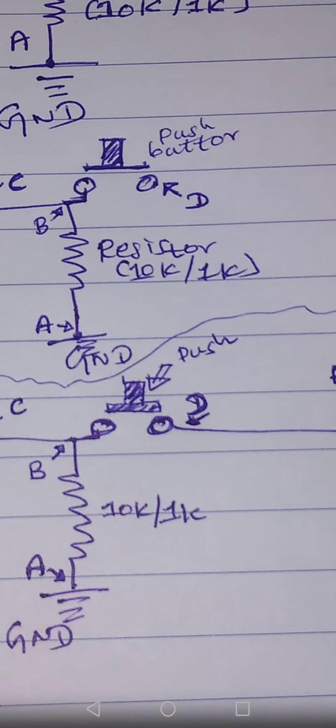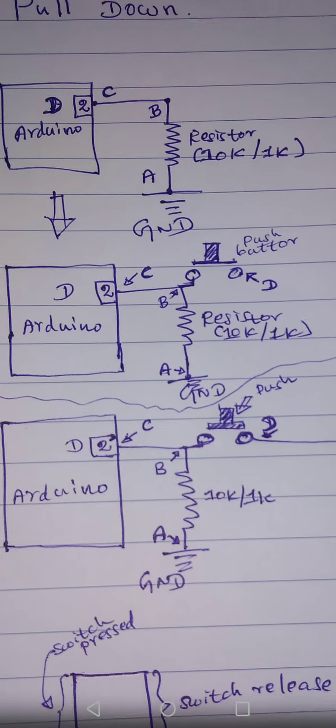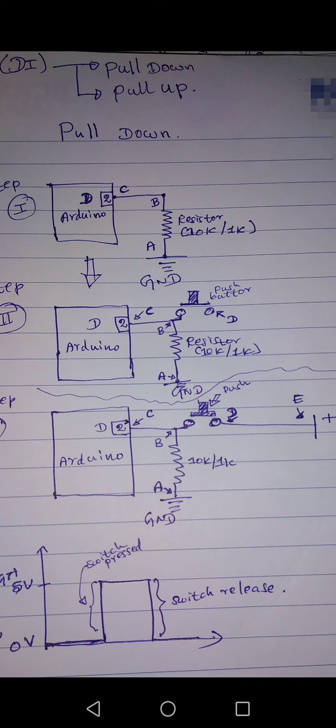So what are the voltage values? A is ground, B is ground, and C is ground. There's no doubt on that. 0. What is the voltage value of D? 5 volts, because we connected it to 5 volts, and E is also 5 volts. Now you can see there are 2 terminals of the push button that are not connected. One terminal is 0 and another terminal is +5. Now I'm going to press the push button. I'm going to push it.